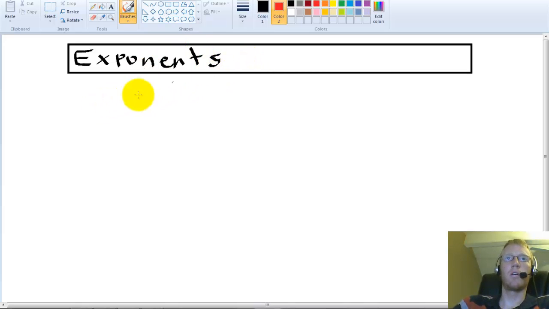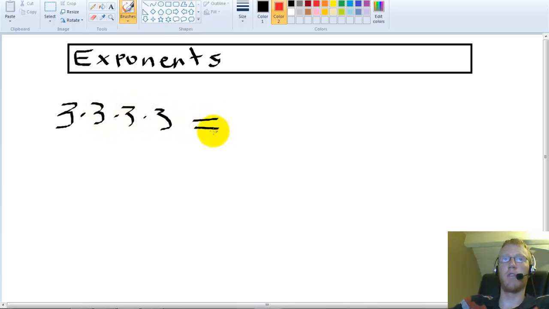So the first thing that you need to know about exponents is they're a shorthand way to do multiplication. So you should probably write that down. Exponents are a shorthand way to do multiplication. So with numbers, say you had 3 times 3 times 3 times 3. Of course, you could multiply these all together and get a number. 3 times 3 times 3 times 3 is actually 81.